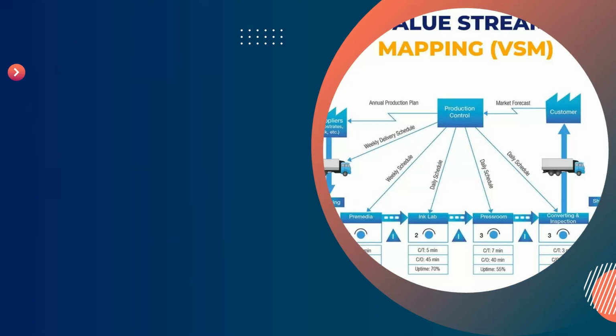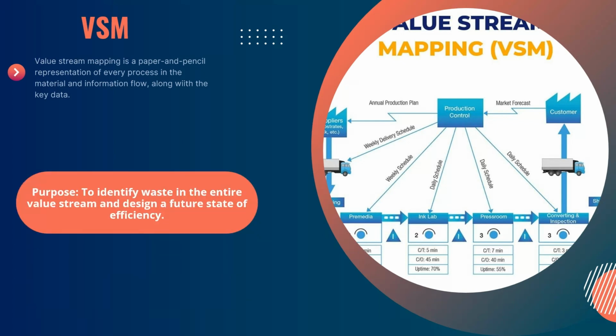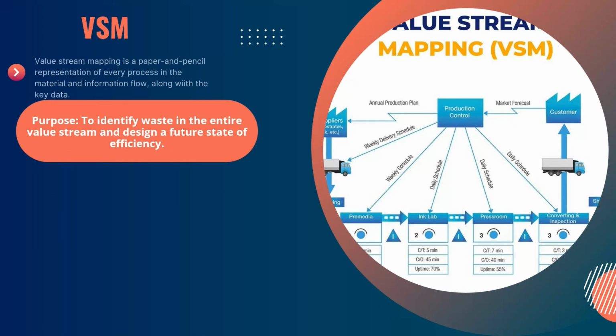Let's go to the next slide and understand about another tool known as VSM or value stream mapping. Value stream mapping is a paper and pencil representation of processes in the material and information flow along with the key data. What is its purpose? To identify waste in the entire value stream and design a future state of efficiency. On the right, you could see a not so detailed graph that shows value stream mapping. This is a VSM basically.